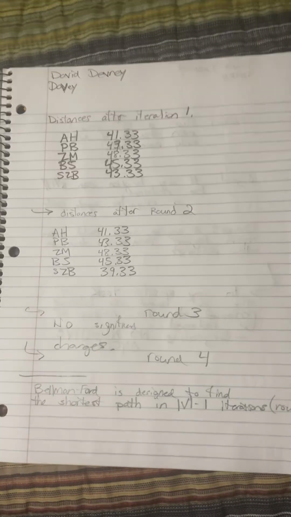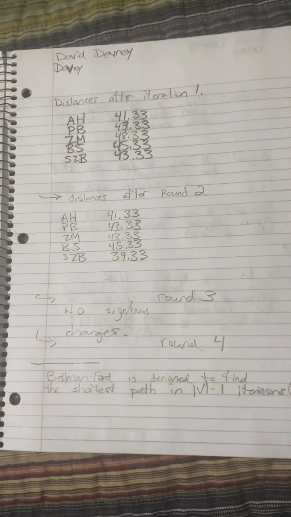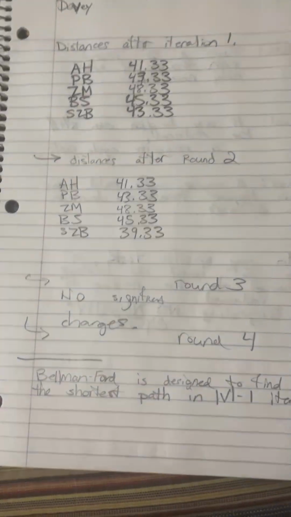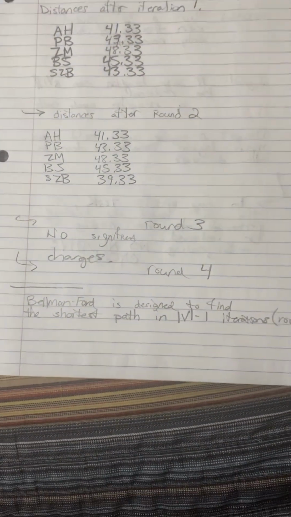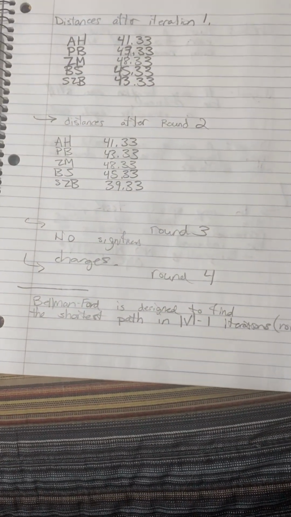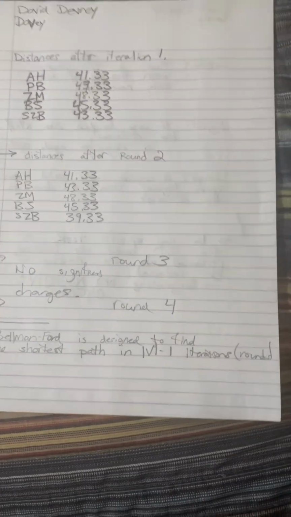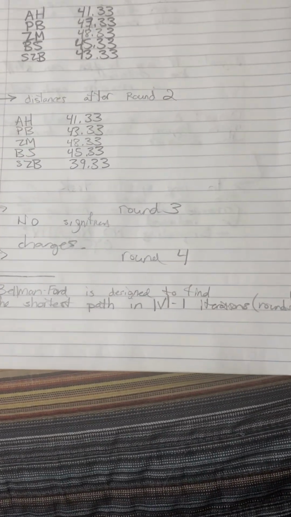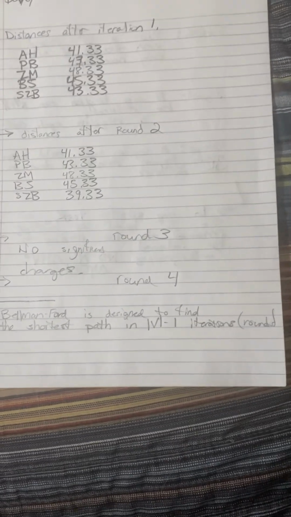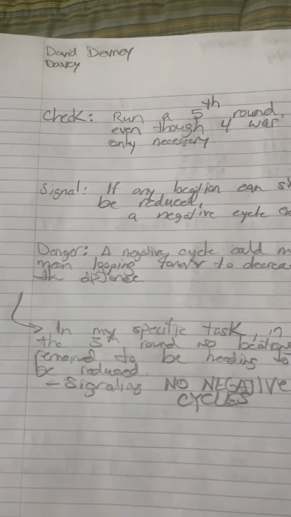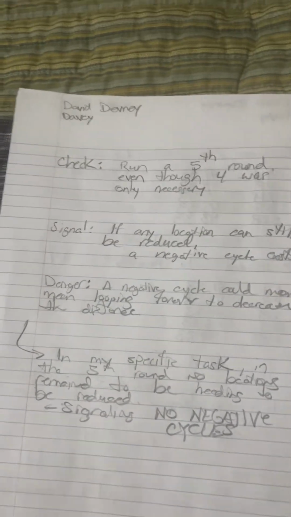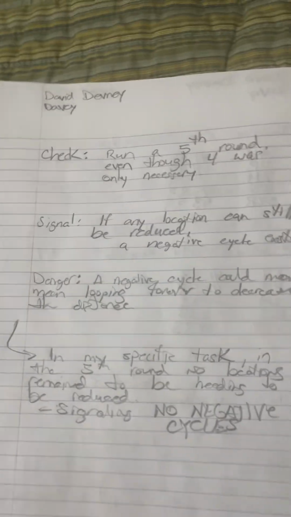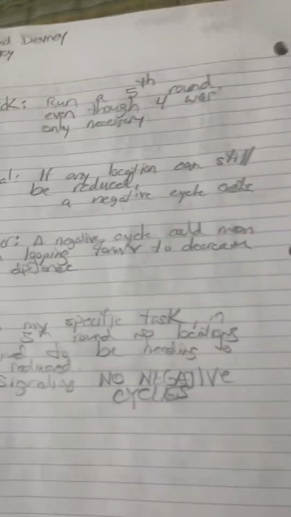After iteration 2, basically found the shortest route, which is 39.33. And then Bellman Ford is designed to find the shortest path in the total amount of edges minus 1 iterations or rounds. So in my case, it's 4. But to check for negative cycles, you can run a 5th round in my case, even though 4 was necessary to find the shortest path.